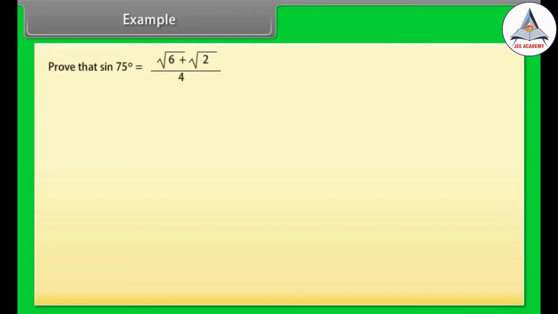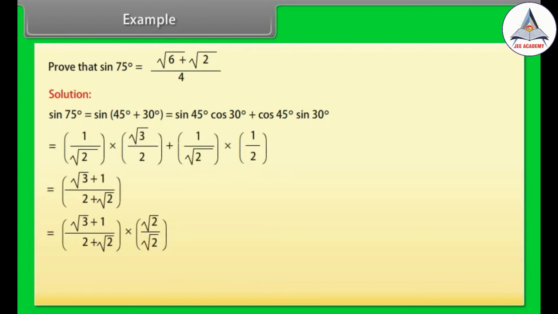Example: prove that sine of 75 degrees is equal to (√6 + √2)/4. Solution: sine of 75 degrees is equal to sine of (45 degrees + 30 degrees). That is, sin 45 degrees into cos 30 degrees plus cos 45 degrees into sin 30 degrees. By solving it, we get (√6 + √2)/4.